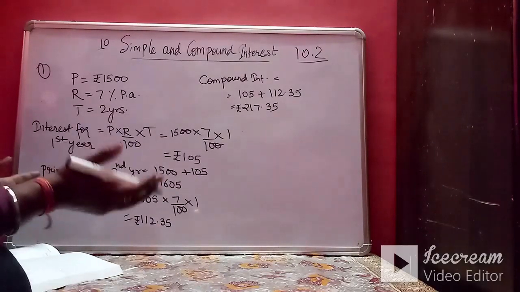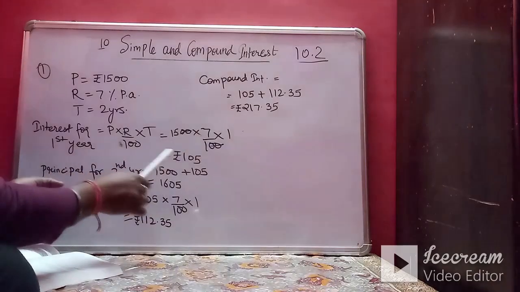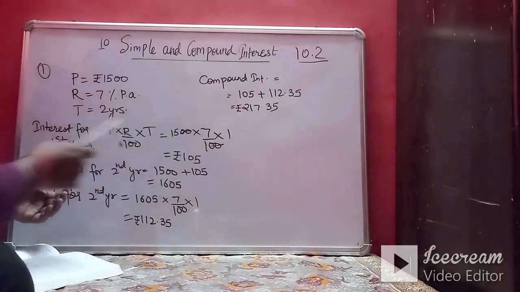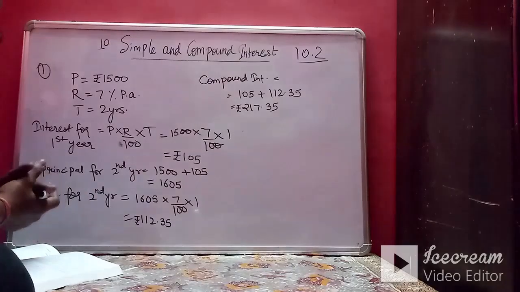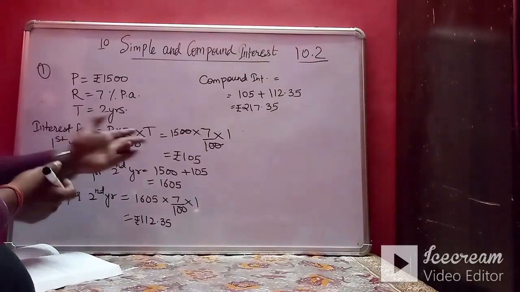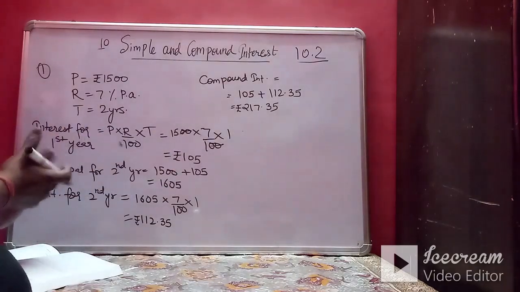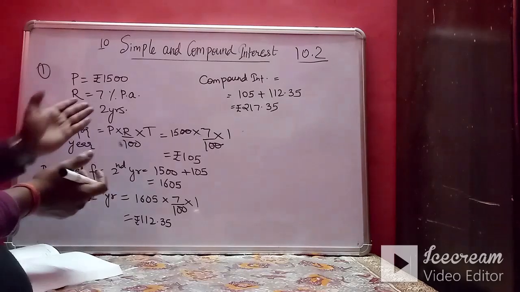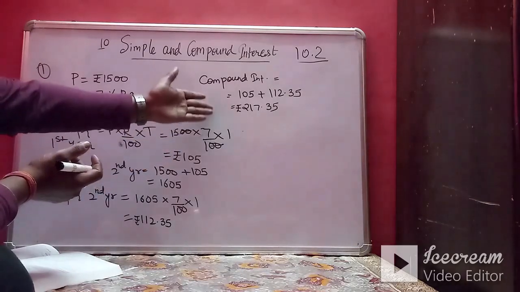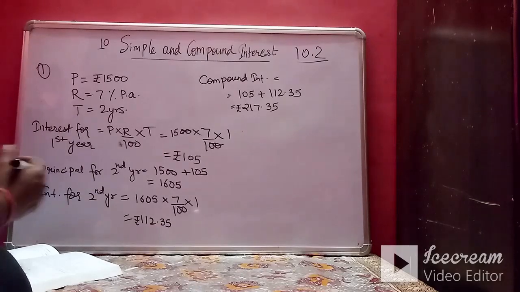Okay, so if we would have calculated the simple interest, then what will be the simple interest? See, interest for the first year was 105. Since we know that simple interest is directly proportional to time, so if interest for the first year is 105, then interest for 2 years will be 210 rupees. So we can see that compound interest is always greater than the simple interest for the given period of time.